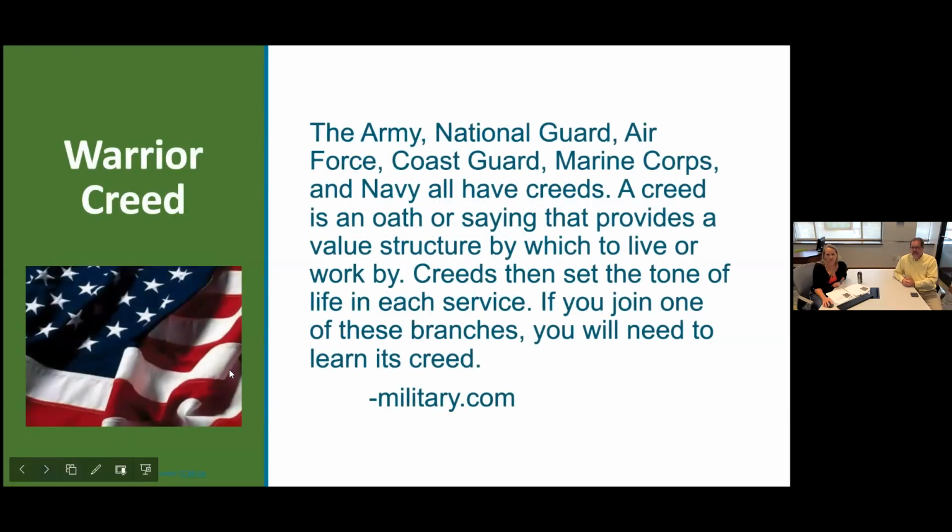And click the X. Okay, what we have listed here is what's called the Warriors Creed, and that's from military.com. And it basically states that Army, National Guard, Air Force, Coast Guard, Marine Corps, and Navy all have creeds. So basically every branch of the military. A creed is an oath or saying that provides a value structure by which to live or work by. Creeds then set the tone of life in each service. If you join one of these branches, you'll need to learn its creed.